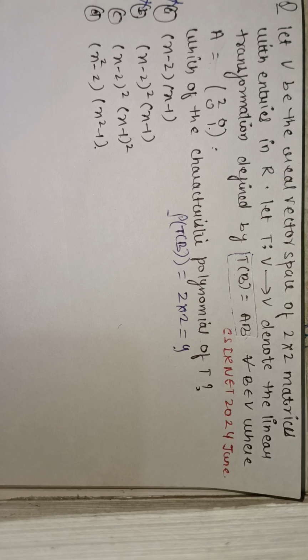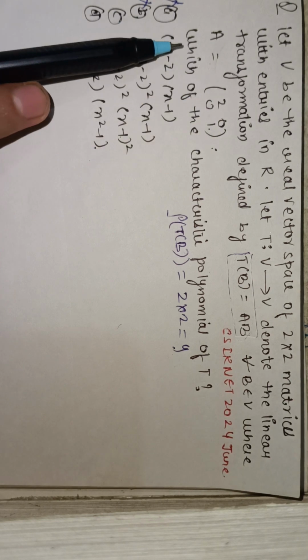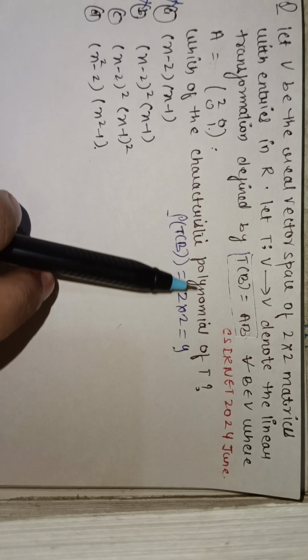In this video lecture, I am going to discuss the next PYQ of linear algebra asked in CSIR NET June 2024. So our question is: let V be the real vector space of 2 cross 2 matrices with entries in R. Let T from V to V denote the linear transformation defined by T of B equals AB for every B belonging to the vector space V, where A is the matrix [[2,0],[0,1]]. Which of the following is the characteristic polynomial of T?